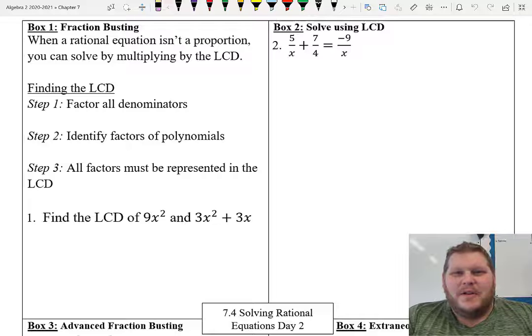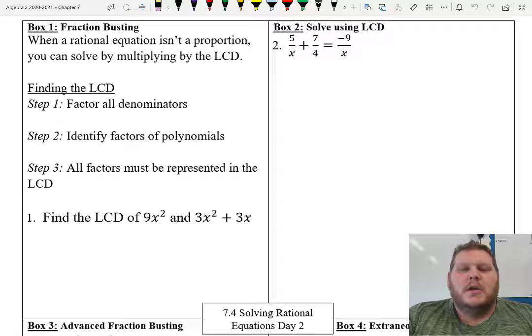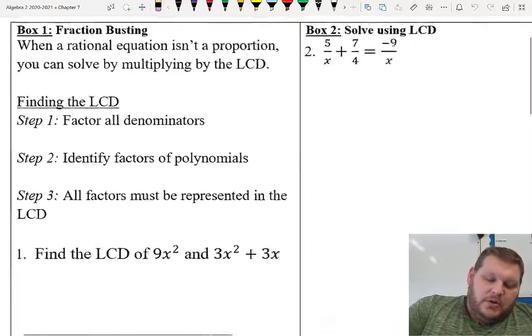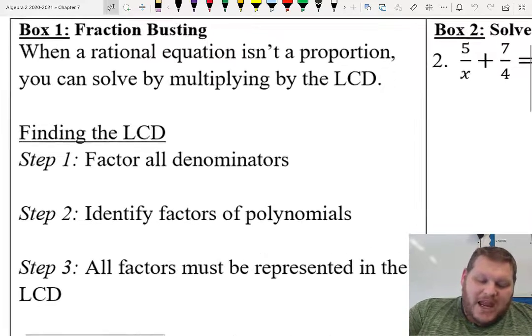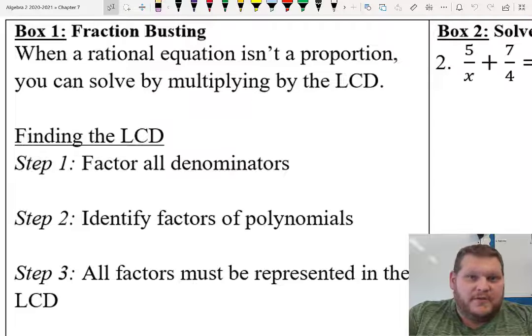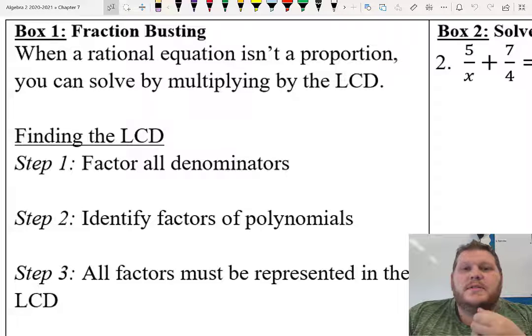Hey guys, today we're looking at our last section in chapter 7, 7.4, which is all about solving rational equations, but here we're doing part 2. So this is option number 2 for us on how we can solve a rational equation. When a rational equation isn't a proportion, which means just a fraction equal to a fraction, where we cross multiply like we did in the first part of 7.4, we can also solve by multiplying by the LCD.